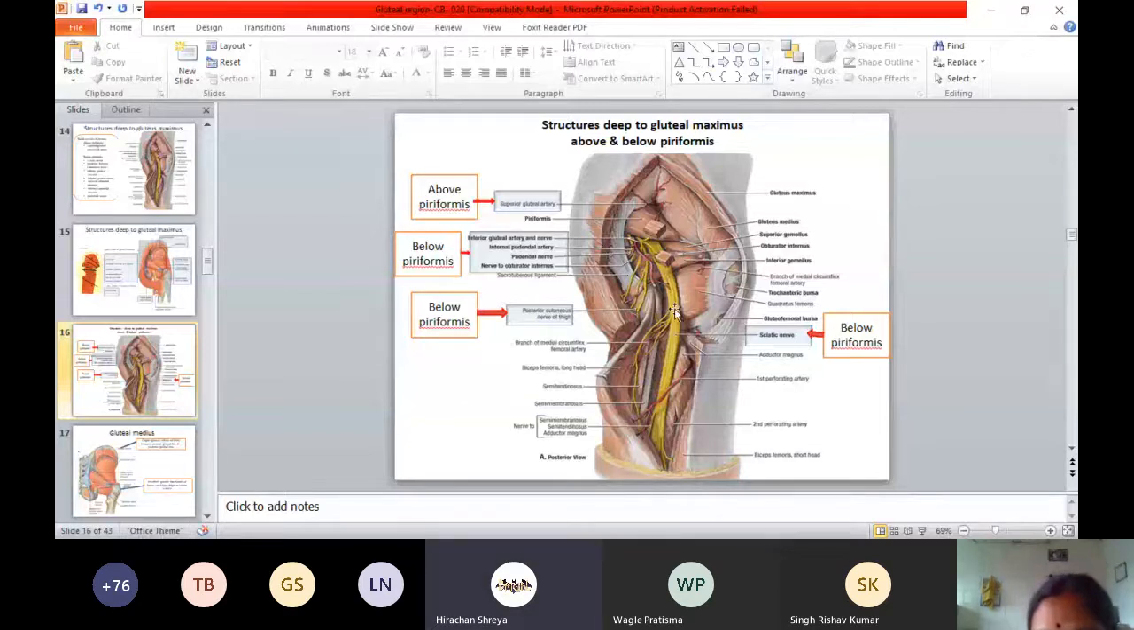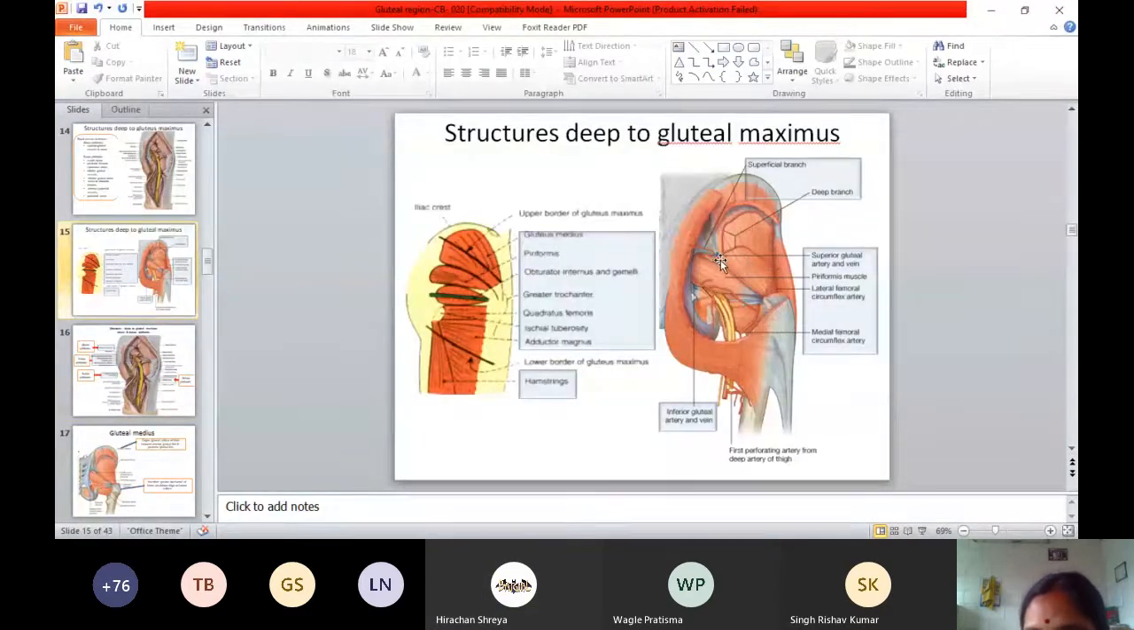What is this nerve? Sciatic nerve. Does this nerve lie below the piriformis or above the piriformis? Below the piriformis. Okay. What is the name of the nerve above the piriformis here? Gluteal nerve, superior gluteal nerve. Here you can see the inferior gluteal nerve. Okay, good.